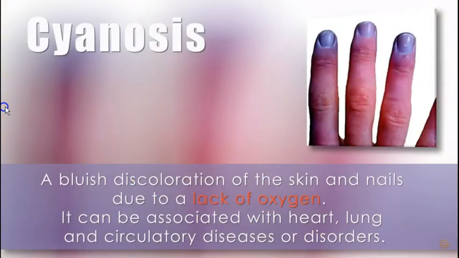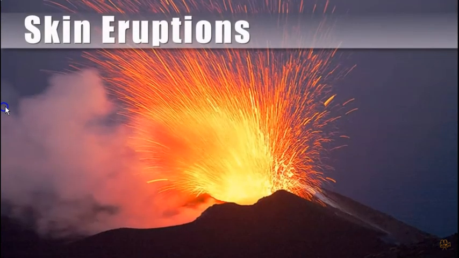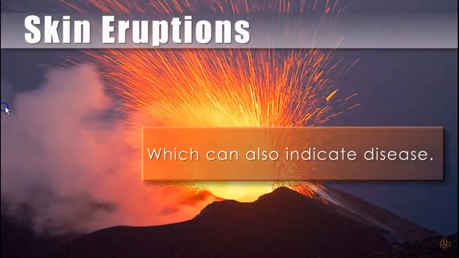Cyanosis is a bluish discoloration of the skin and nails due to lack of oxygen. It can be associated with heart, lung, and circulatory diseases or disorders. Gray or brown skin discoloration could indicate chronic poisoning. And the last function we will discuss is skin eruptions, which can also indicate disease.